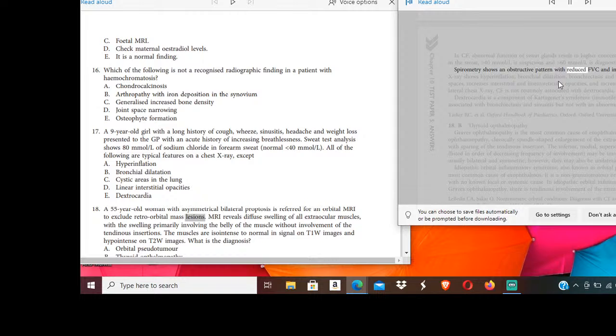Spirometry shows an obstructive pattern with reduced FVC and increased lung volumes. Chest X-ray shows hyperinflation, bronchial dilatation, bronchiectasis and its associated signs, cystic spaces, increased interstitial and linear/reticular opacities, and increased AP dimension on lateral chest X-ray. CF is not routinely associated with dextrocardia. Dextrocardia is a component of Kartagener syndrome, immotile cilia syndrome, which is associated with bronchiectasis and sinusitis, but not with an abnormal sweat test.